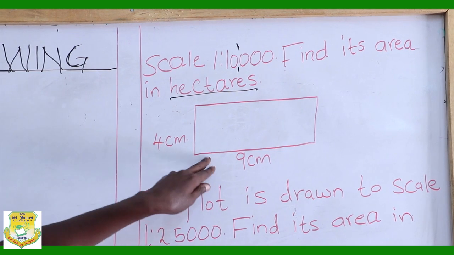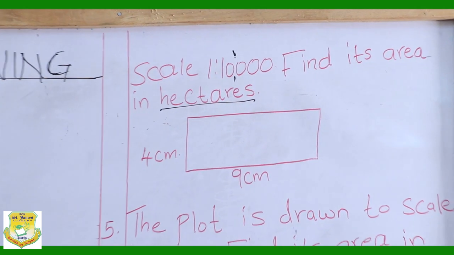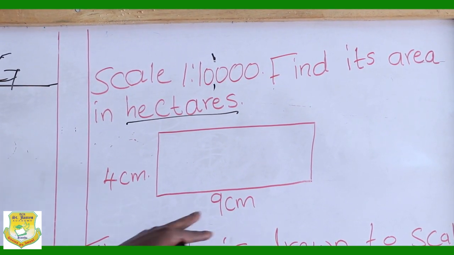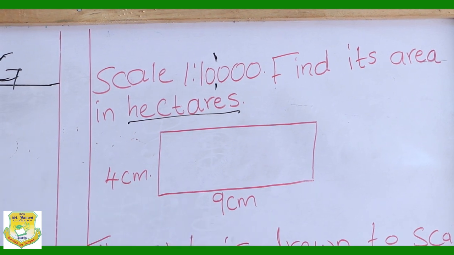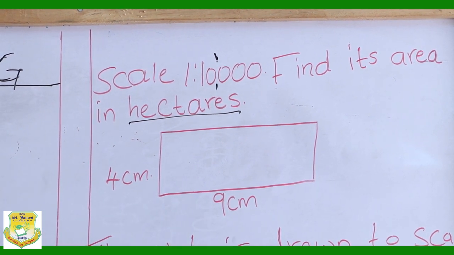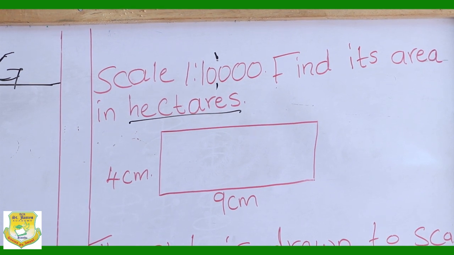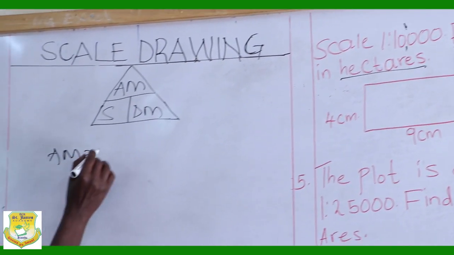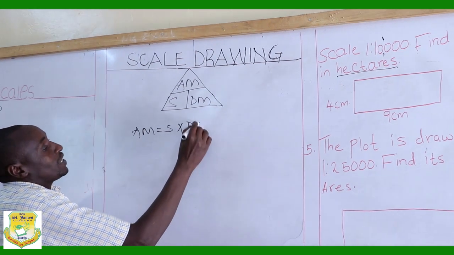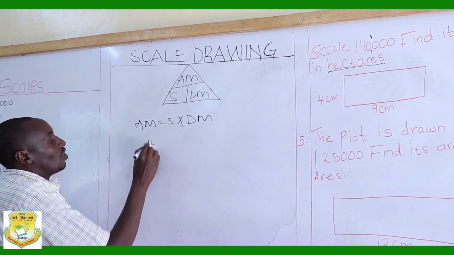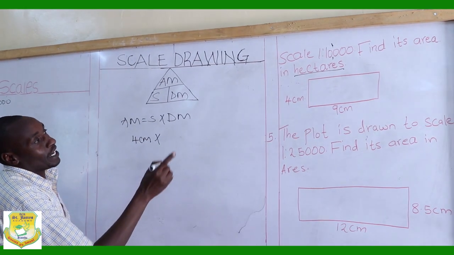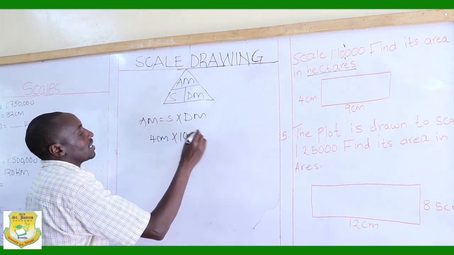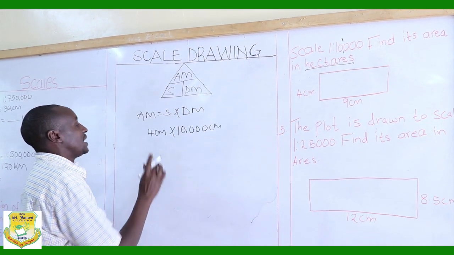We are given our rectangle there. The measurement is 9 centimeter by 4 centimeter. As we know, we normally start by converting the drawing measurement into real measurements. To convert the drawing measurement into real measurement, we normally multiply. So the actual measurement is equals scale times drawing measurement. So I will take 4 centimeter, I multiply by the scale, which is 1 is to 10,000. Whatever I get will be centimeter.